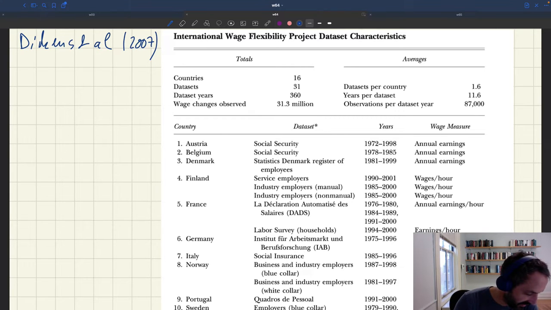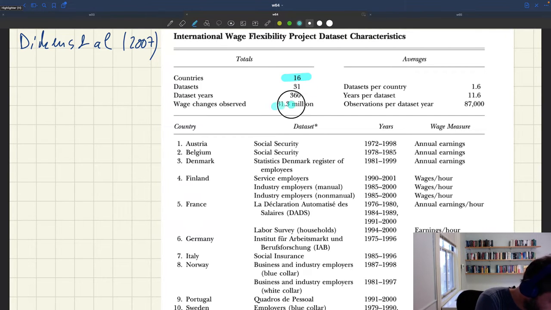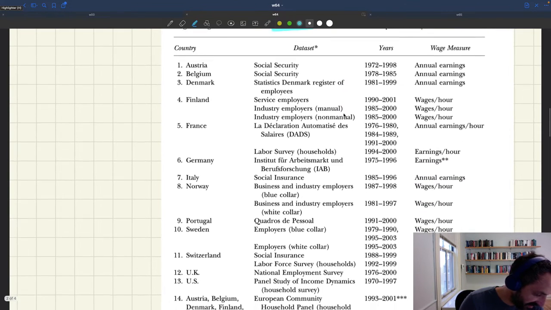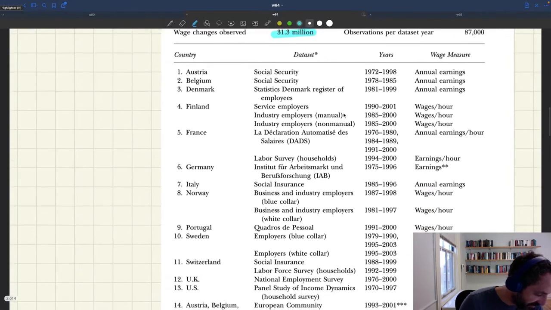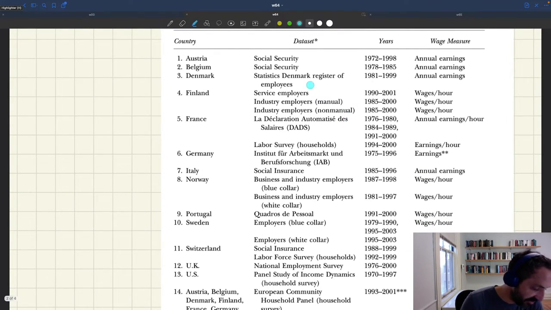So this first table that I've put here comes directly from their paper. And it's showing a little bit the scope of the project. And you see, this is a really broad project. So 16 countries were involved, 31 data sets. You can see that more than 30 million wage changes were observed. So this is really large scale. And so here are all the countries that are involved and also the source of the data. So these are mostly European countries and OECD countries.